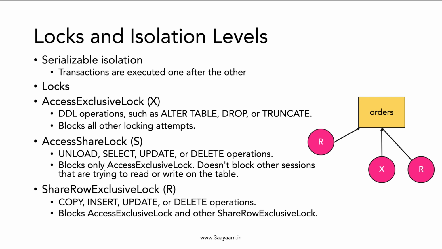Then finally, let's say there's a transaction which takes share row exclusive lock. So in this case, let's say there are two other transactions. One is running the access exclusive lock and another transaction is running share row exclusive lock. So what do you think would happen? Please pause the video and think about it.